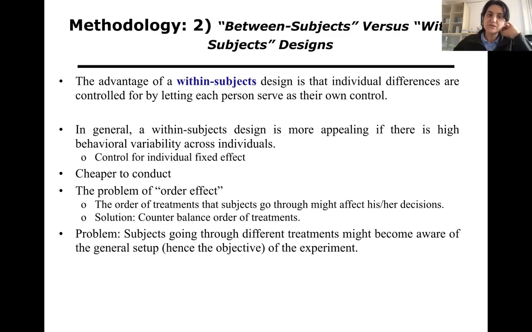Another problem: subjects going through different treatments might become aware of the general setup of the experiment. This is the problem with the within subject design. Since the subjects know what we are changing from each treatment, they can know what your aim is, what you are trying to measure. For instance, if you are their teacher, they may try to please you. This is called the experimental demand effect, and you don't want to create it while running your experiment.